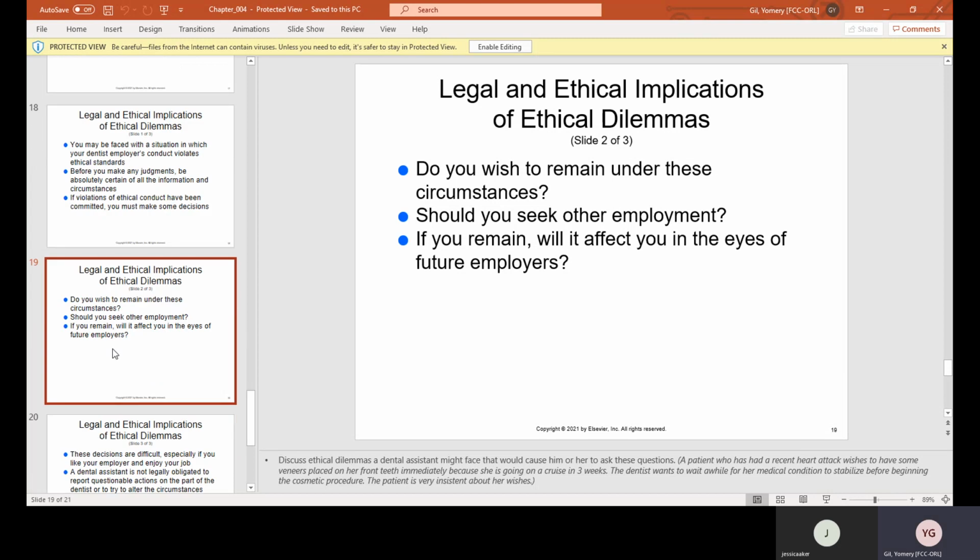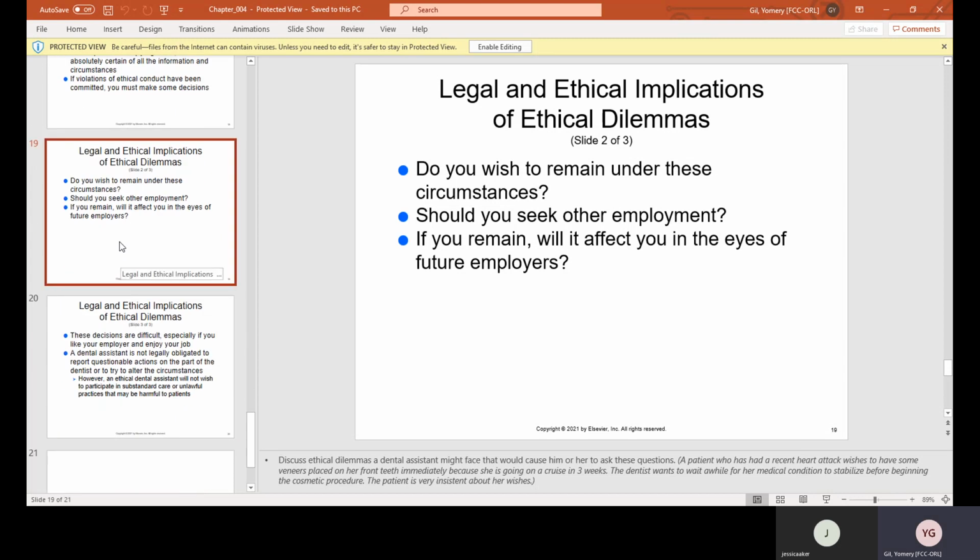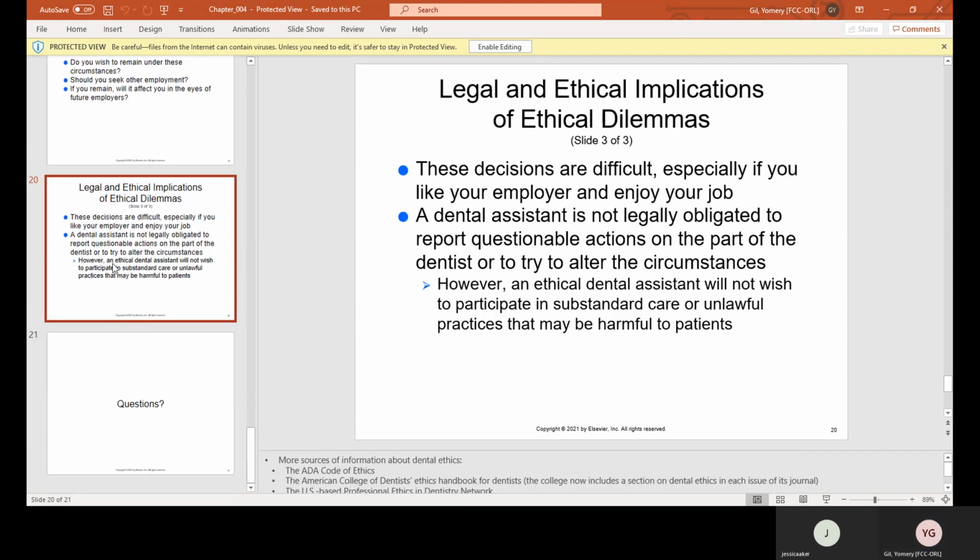Do you wish to remain under these circumstances? Should you seek other employment? If you remain, will it affect you in the eyes of future employers? These decisions are difficult, especially if you like your employer and enjoy your job.